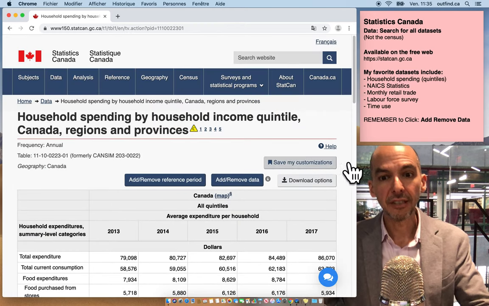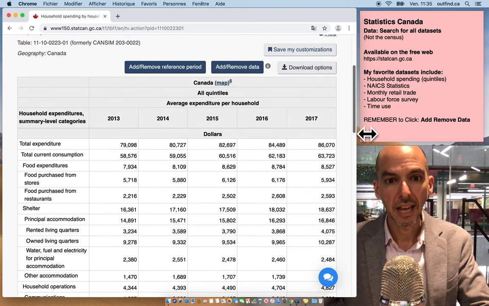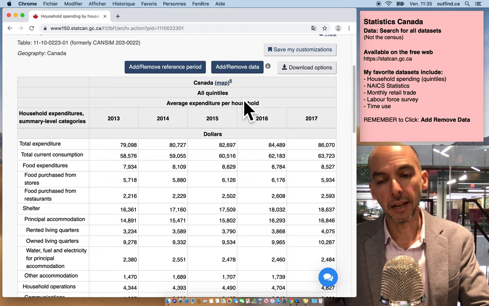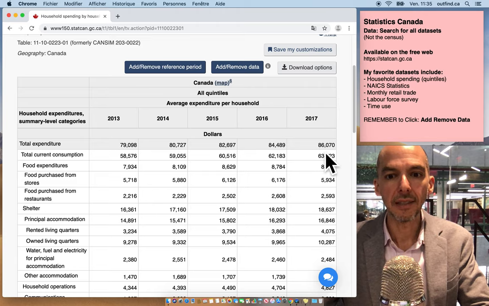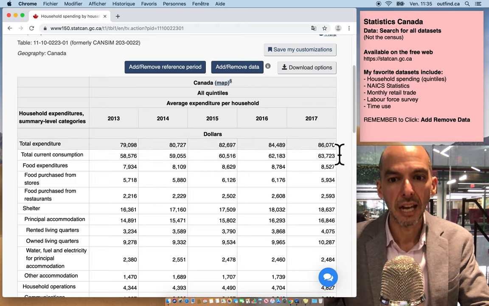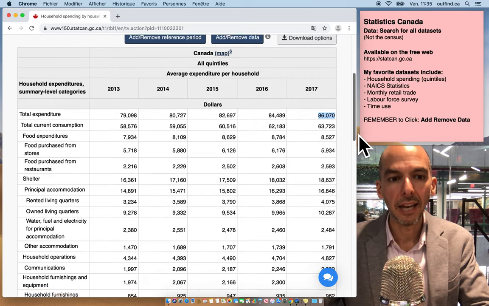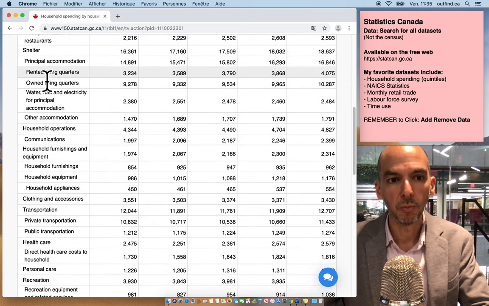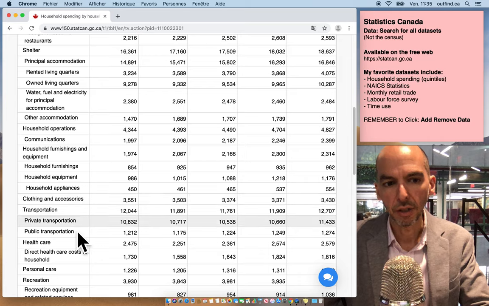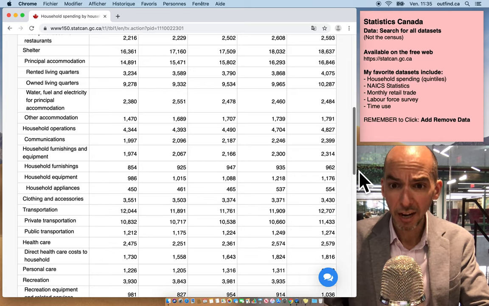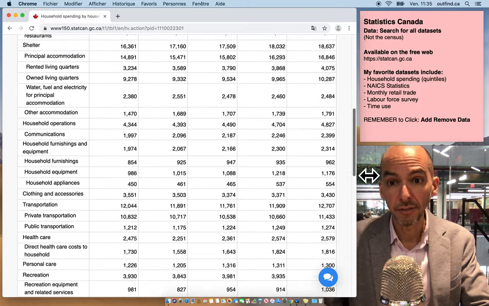And so the default option is at the Canadian level, all quintiles, so that's everybody, and average expenditure per household. So we could already see that the total expenditure for an average Canadian household is $86,070. And then you get a bit of detail about which are the different expense items, clothing, transportation, all of these different topics. And some of them are subdivided and others not.